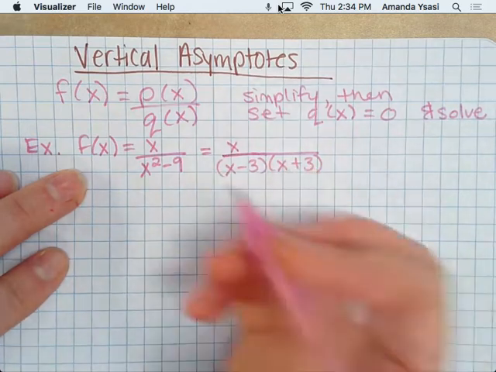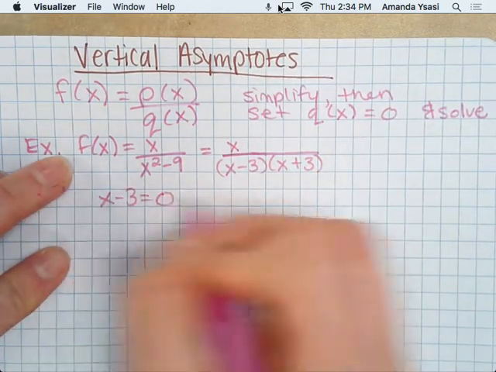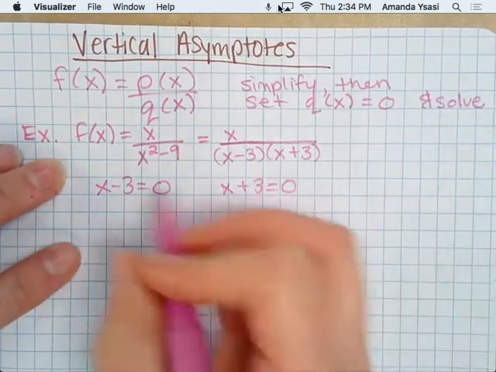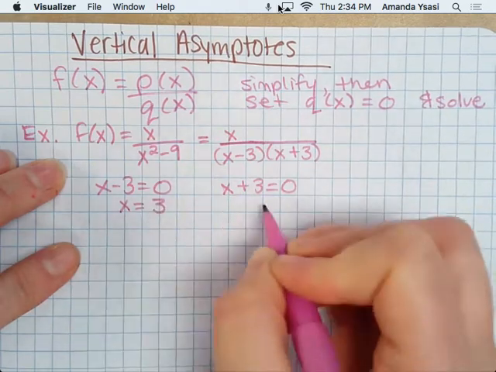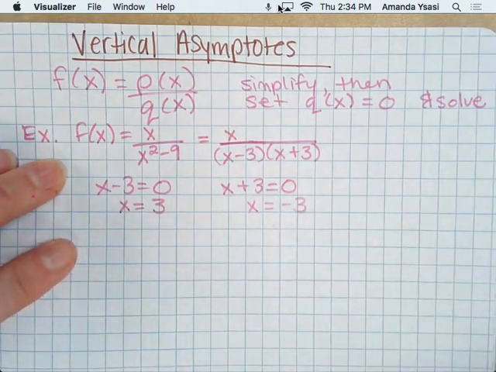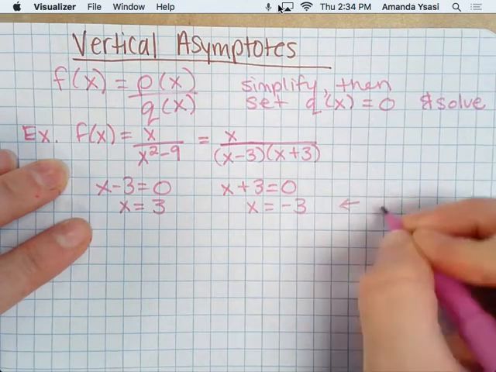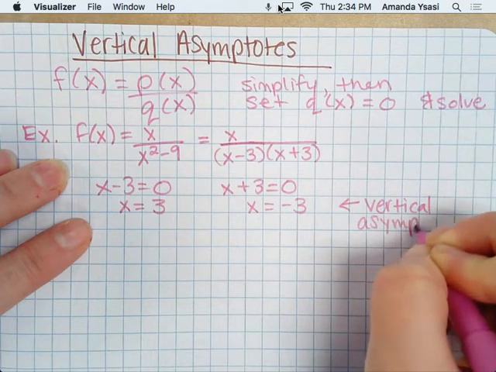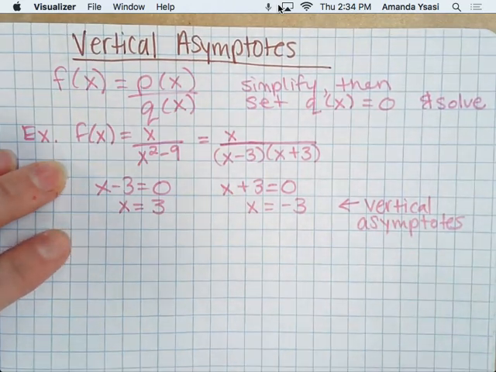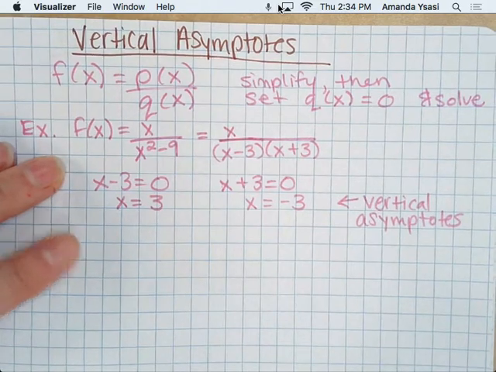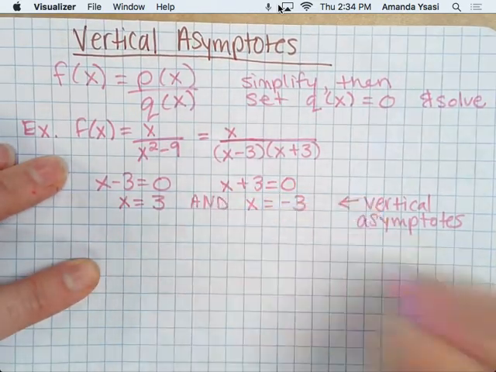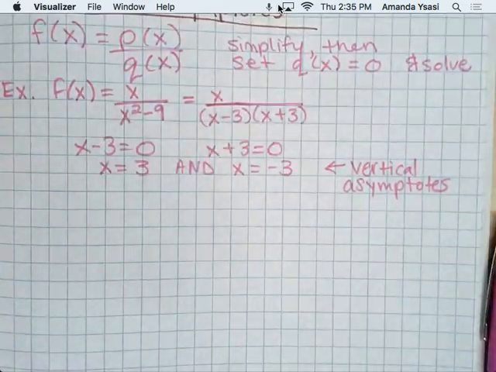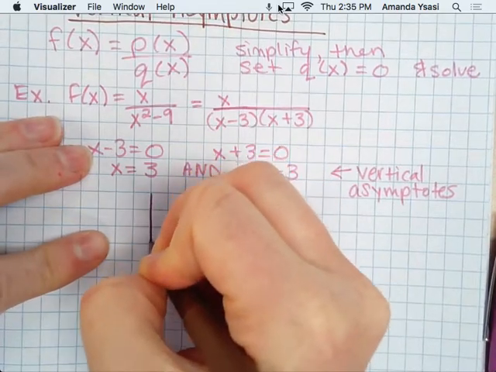So then we set this equal to 0. So I say x minus 3 equals 0 and x plus 3 equals 0. And I solve those. So x equals positive 3 and x equals negative 3. And these are my vertical asymptotes. So the way that we graph those, go ahead and draw your x and y axis. And we're going to draw those as dotted lines.